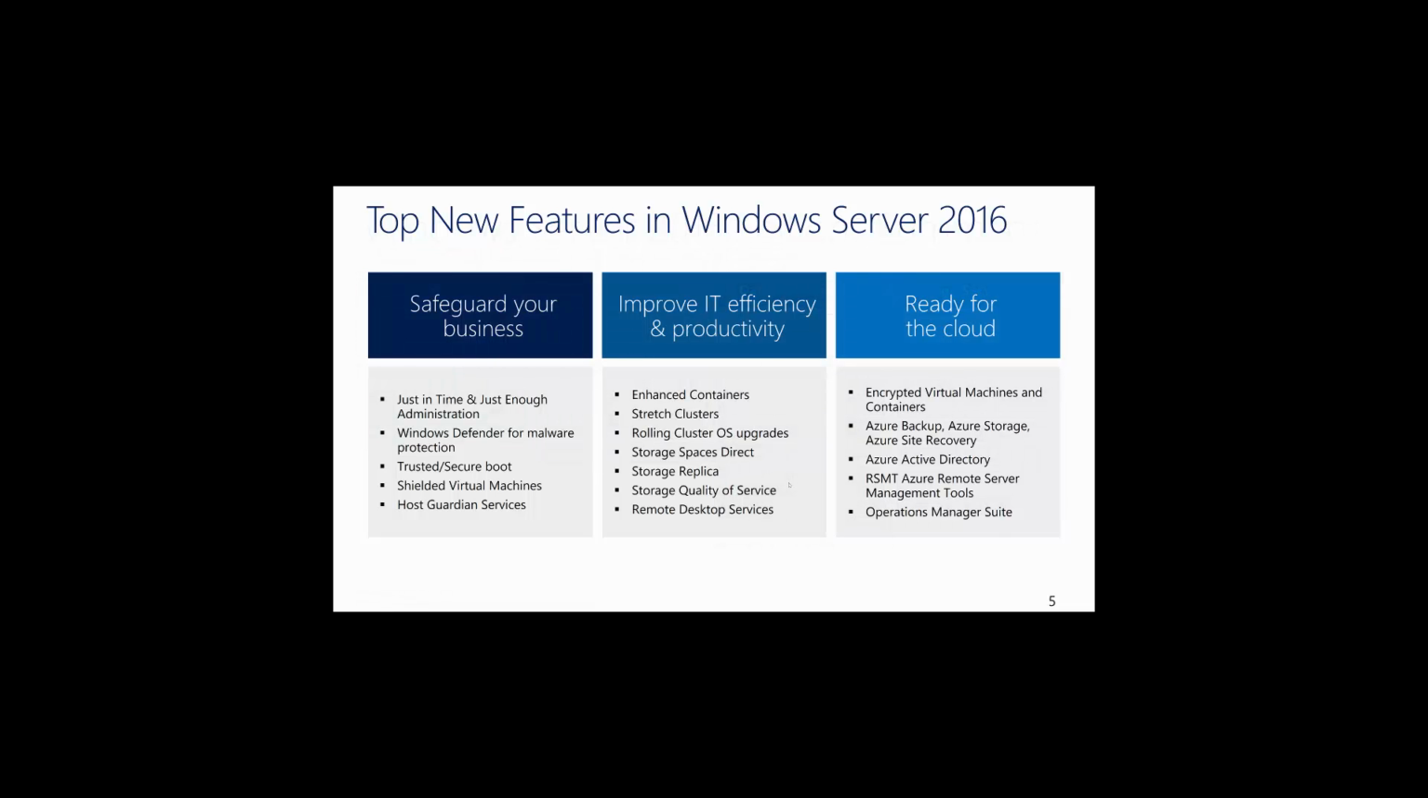So these are the top features and the categories they're in when we take a look at Windows Server 2016. We'll be focusing on the 3 main headings here: safeguard your business, improving IT efficiency and productivity, and ready for the cloud. With each of these, you'll start seeing some pretty big differences versus what we've been able to do in the past with Windows Server, and it gives you a good idea of just how much work has gone into Windows Server 2016.